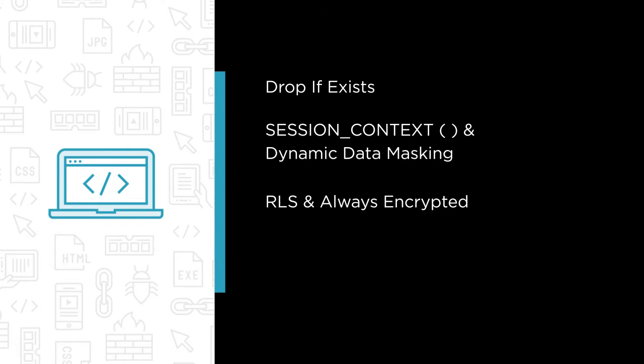Row-level security, or RLS, lets you hide different rows for different users based on your own custom criteria.